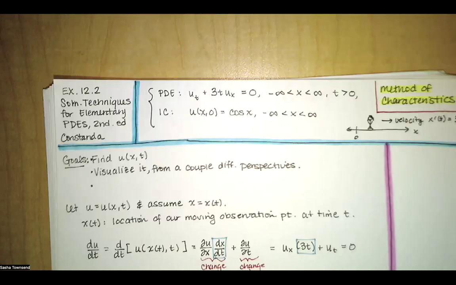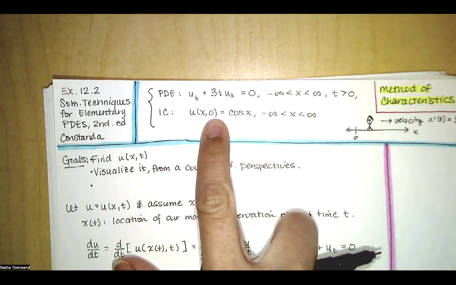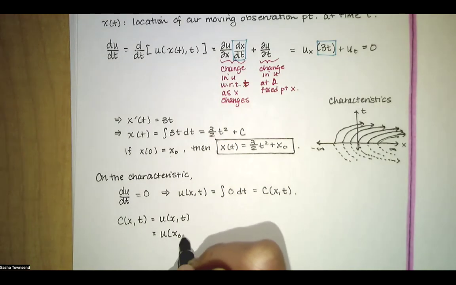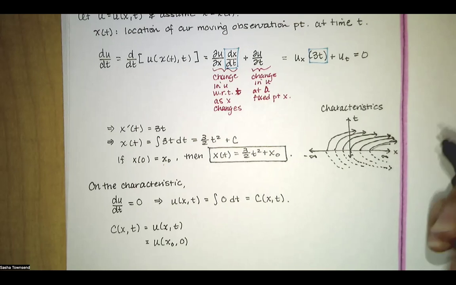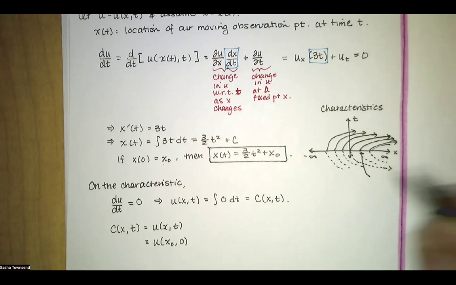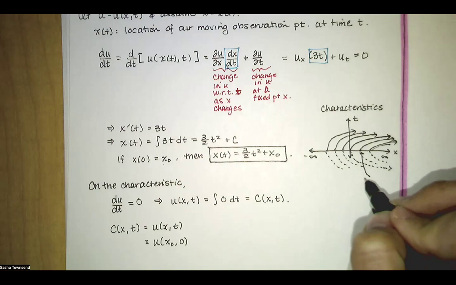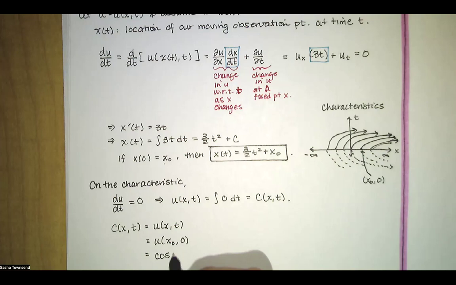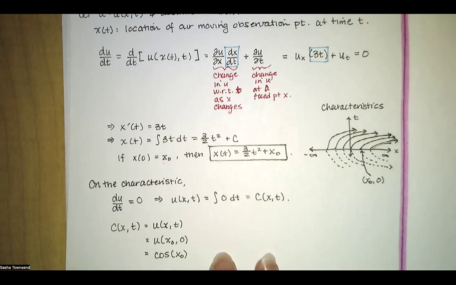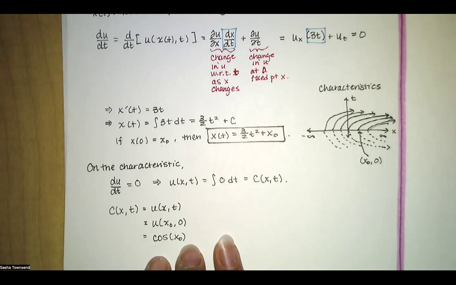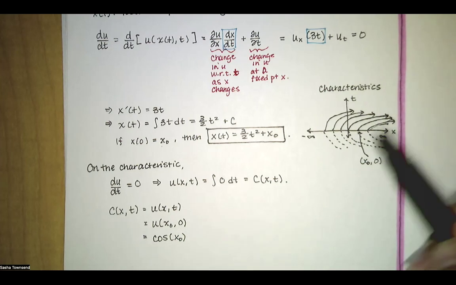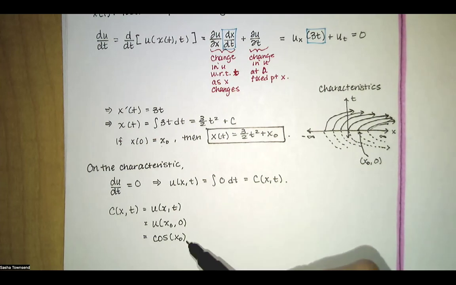Well, we know that at any x value and t equals 0, our u is equal to a cosine function. So at x naught and 0, and again, that's where our characteristics pass through the x-axis, we know that u is equal to cosine of x naught. So looking at this, you can see it's really a constant. No matter what, x naught is always constant, or this function will always be constant on that curve, and that constant value is equal to cosine of x naught.